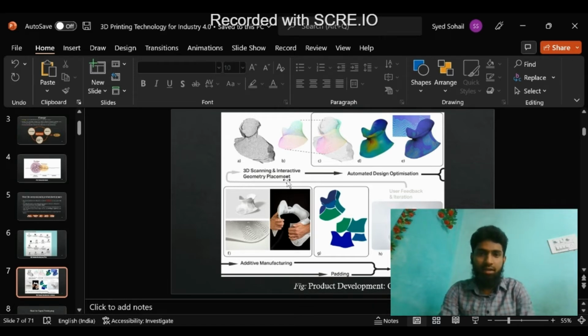We are doing 3D scanning and interactive geometry placement, so that we are trying to scan. This is patient specific. This is a medical case study where you have to have a specific product suited for a particular customer or patient. In this case, you scan the data using a 3D scanner. You get the scan data. This is a computer model that we'll get, and then we are trying to develop an orthosis, right? That's support for the patient.